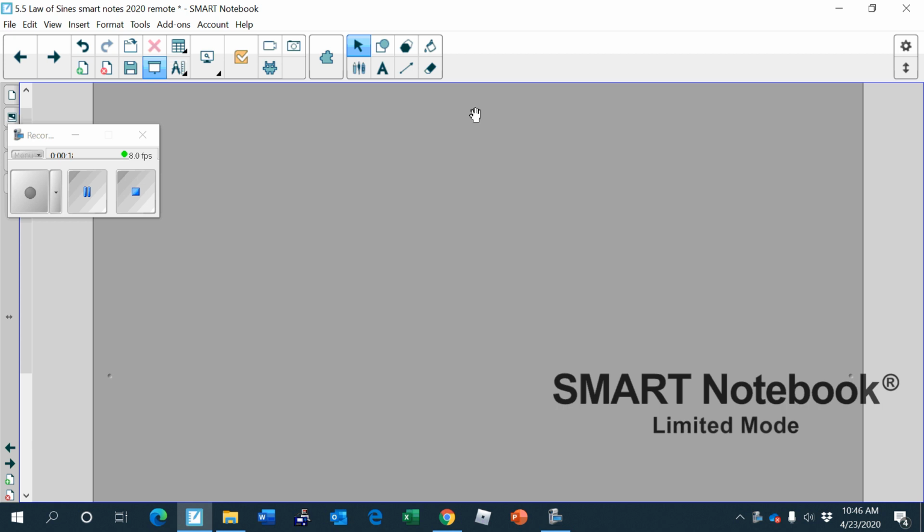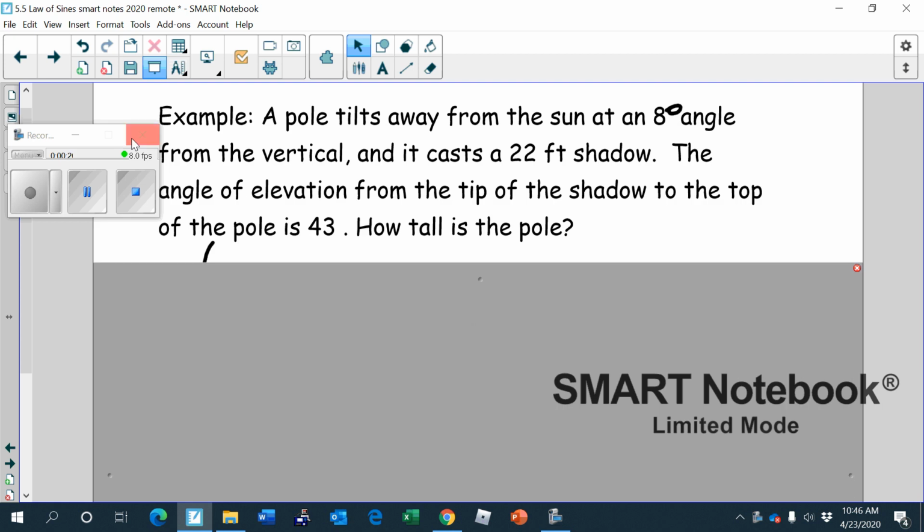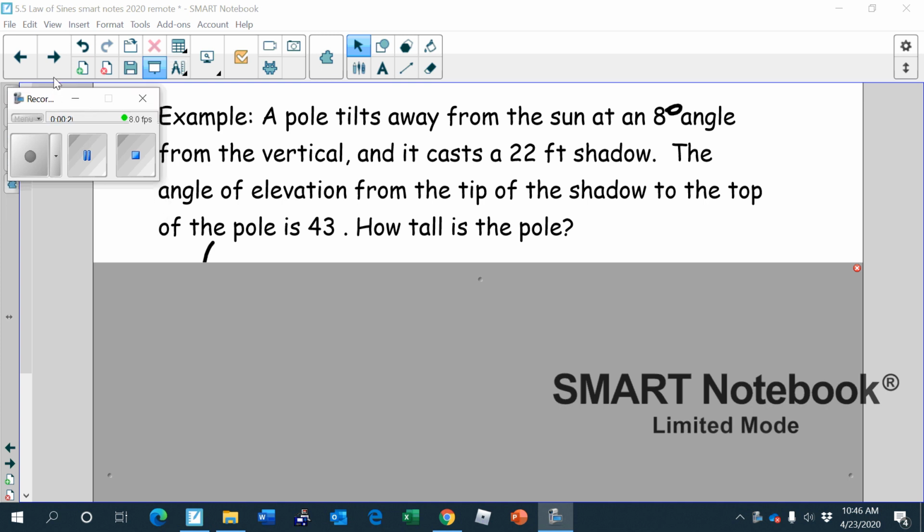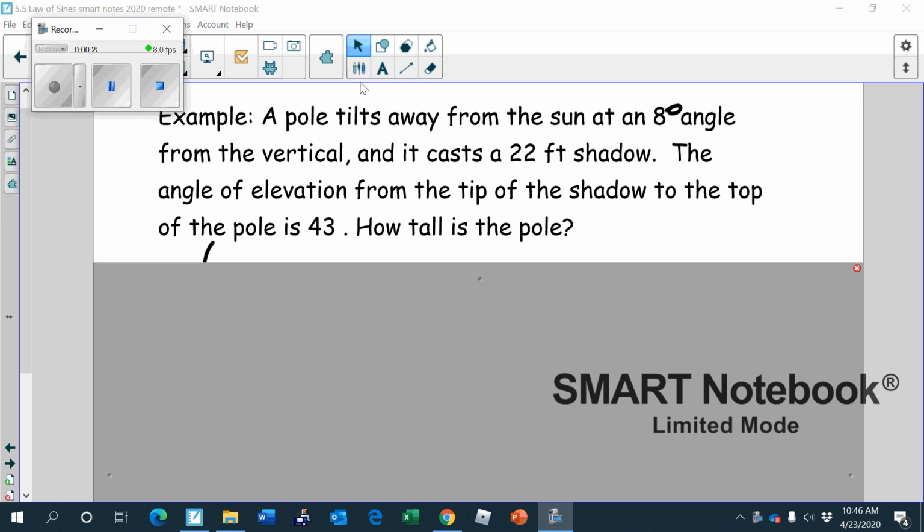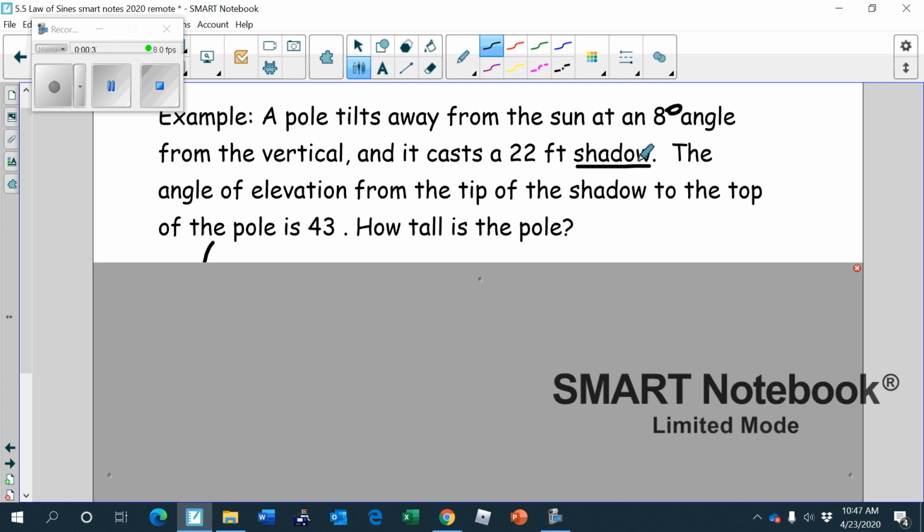Okay, so let's read. Take a minute to read this. When we talk about a shadow, let's notice a couple words in here. Shadows on the ground, right? That's the side of the ground. Angle of elevation, that's always the angle in the bottom corner of the triangle.